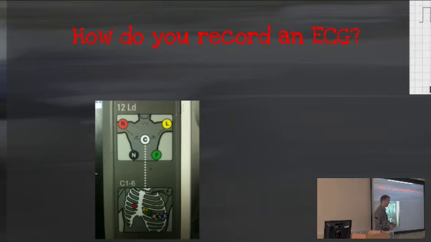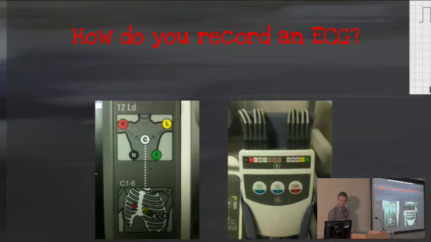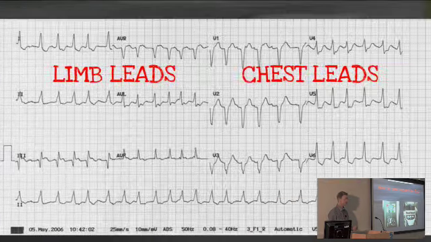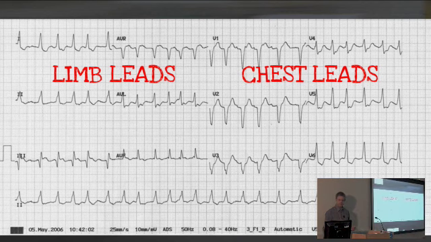V5 and V6 go on the same horizontal line as V4. V5 goes in the anterior axillary line, and V6 goes in the mid-axillary line. And that's your 12-lead ECG. You're all happy about how to record a 12-lead ECG. And this is what you get.